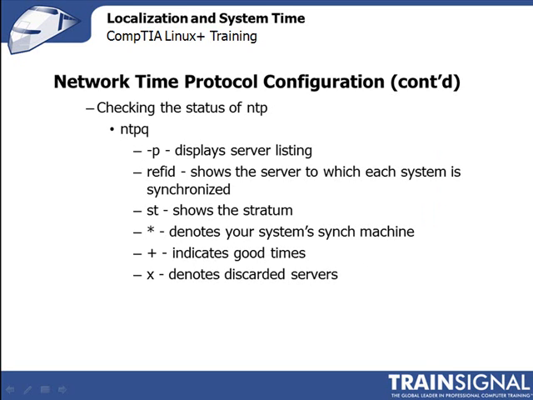The ntpq command is used to check the status of NTP. ntpq takes the -p option to display a server listing from the command prompt. ntpq is an interactive program, and using -p, the output will display several fields, the first of which is refid, and that shows the server to which each system is synchronized. st shows the stratum, and again remember stratums start at 0, which is the top level, and work their way down from there. Then you have the asterisk sign, which denotes your system's sync machine.